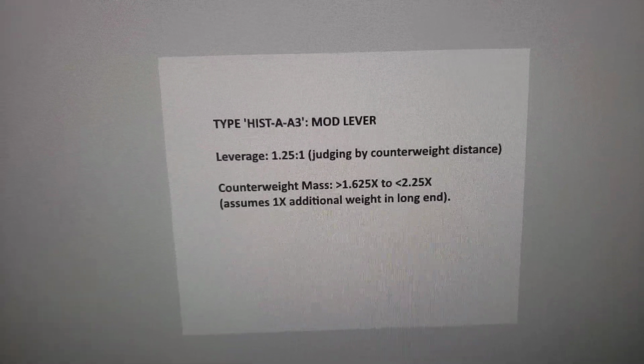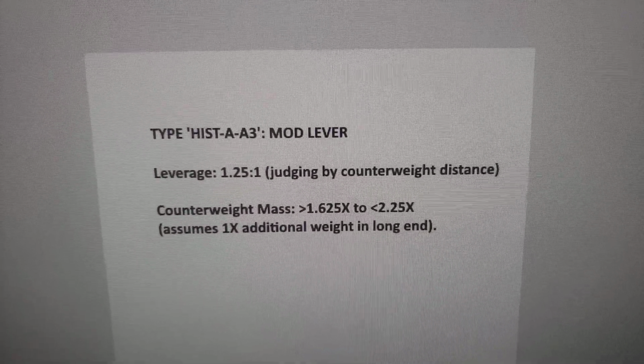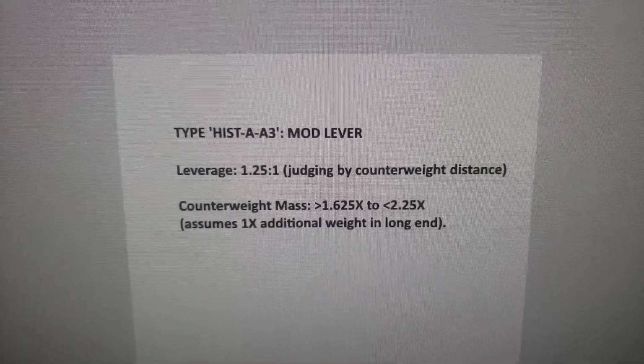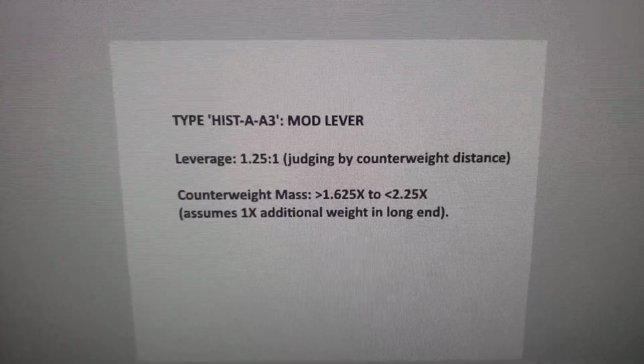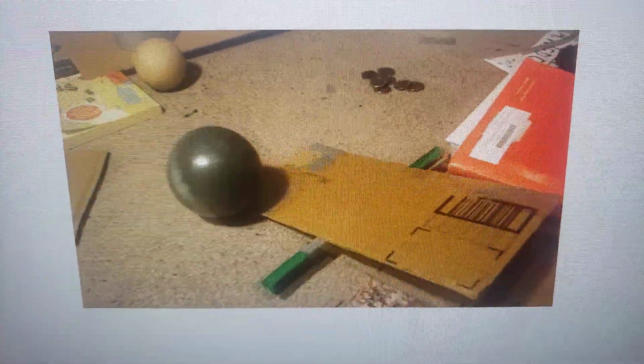Type history A3, modular lever, leverage 1.25 to 1, judging by counterweight distance, counterweight mass greater than 1.625 times to less than 2.25 times. The modular lever.